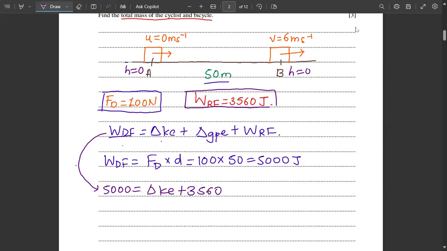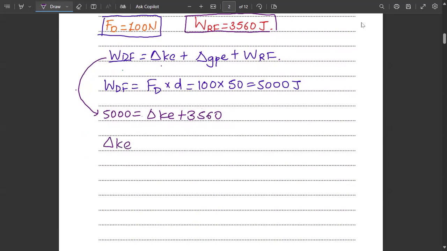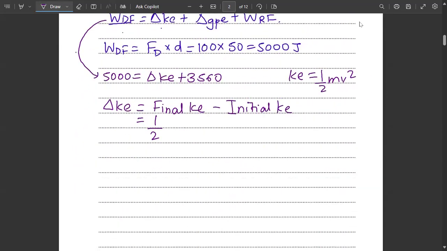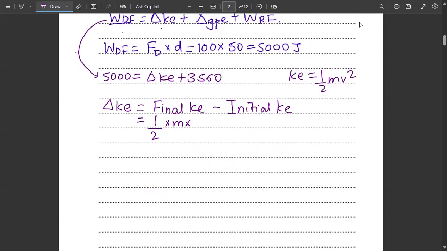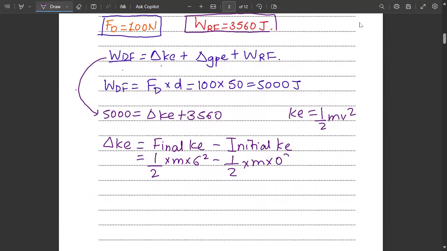Now let's talk about the change in kinetic energy. The change in kinetic energy will be final kinetic energy minus initial kinetic energy. Now the formula for kinetic energy is half m v square. The mass of the cyclist and the bicycle we have to find out. And the final velocity is 6 meter per second. So half m into 6 square minus half into mass we have to find out, and initial velocity was 0. So this is 0 square. Anything into 0 is 0. So this entire thing becomes 0. So you can simply cut this out. So delta KE is half m 6 square, which is 18m. So instead of delta KE here, I can write 18m.